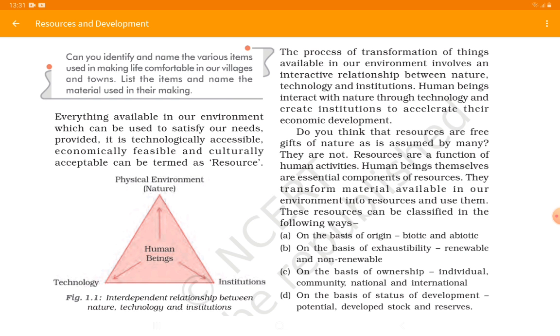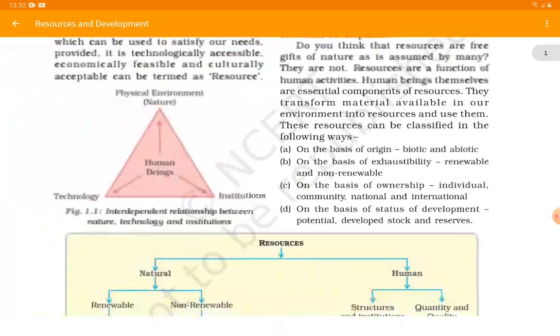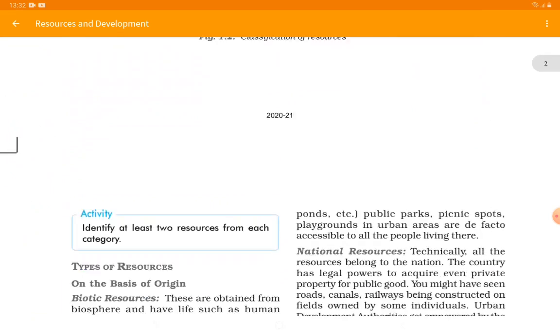First is on the basis of origin. Now you can see over here, on the basis of origin we have biotic and abiotic resources. On the basis of exhaustibility we have renewable and non-renewable. On the basis of ownership we have four: individual, community, national and international. And on the basis of development we have four again: potential, developed, stocks and reserves. We'll be discussing them in detail now.